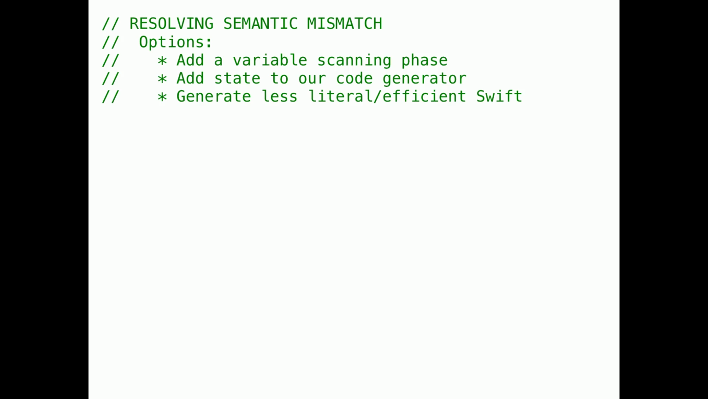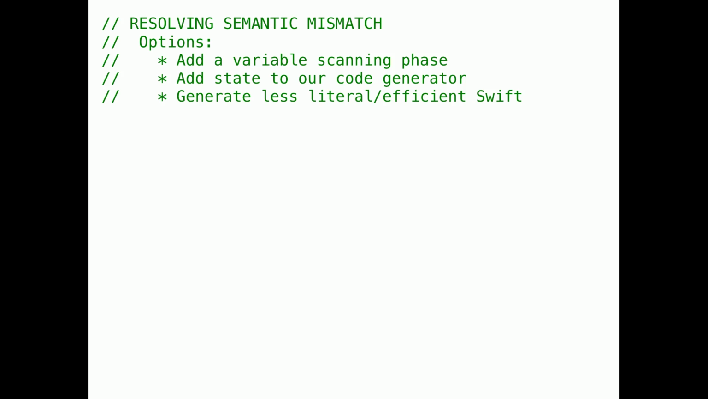We could, for example, add a variable scanning phase to our compiler. Before we did any other parsing, we could look through our whole Bitsy program and say, where are they using any variables and what are all those variables? And then we could generate at the top of our outputted Swift code declaration statements where we said var foo equals 0, var bar equals 0, right? And then that would work. That would set up the semantics the way we were expecting. But it adds complexity because now we have this additional phase to our compiler that we have to write.